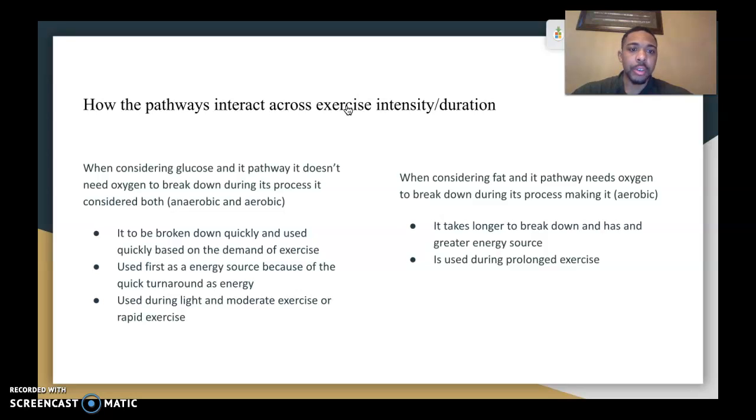On the other hand, when considering fat, its pathway is slow and needs oxygen. It takes longer to break down. So this system is used during prolonged exercise because of its slow breakdown. But since there is also a lot of energy within fat, it is also used when your body has no more glycogen stores.